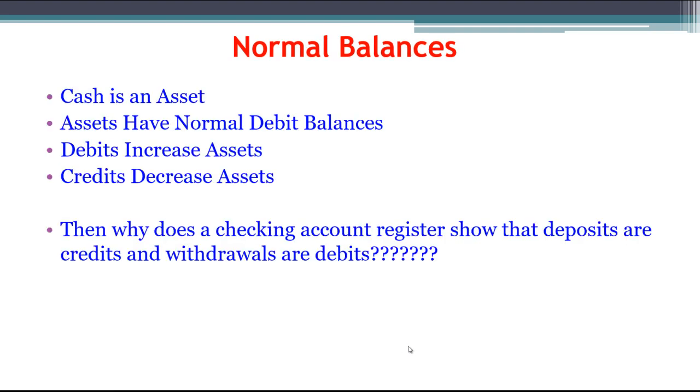So let's talk about cash in more detail because it seems odd. Cash is an asset. I just said that assets have normal debit balances. Debits increase assets, credits decrease them. The other thing that tricked me up my first week of accounting was that I pulled out my checking account register and I saw my deposit and withdrawal column. Deposits were labeled as credits and withdrawals were labeled as debits, which seems to be the exact opposite of what we just learned. Here's an example of a pretty old checking account register.